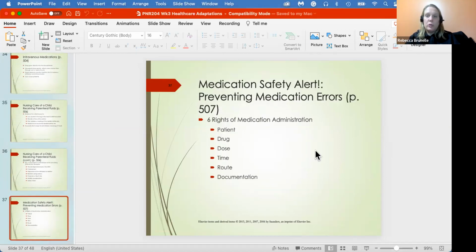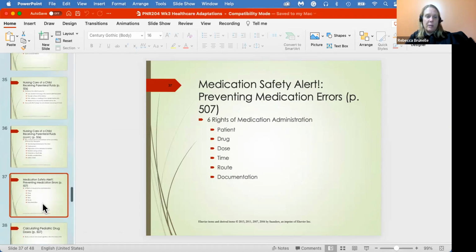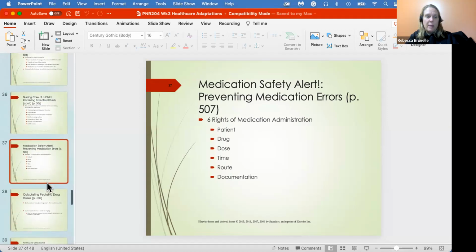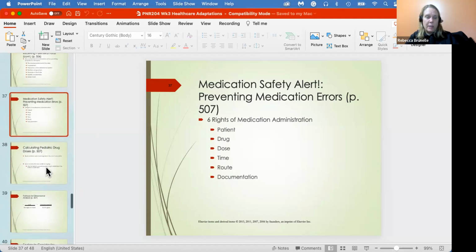So this is true in pediatrics and in all things nursing. The 6 rights of medication: right patient, right drug, right dose, right time, right route, and that you document it. So I would just be aware of this. I'm sure this is not new information for you, but we talk about the same sort of medication safety protocols in pediatrics.